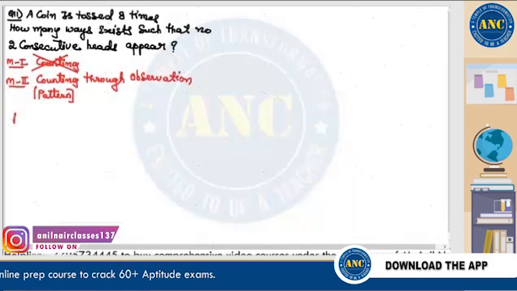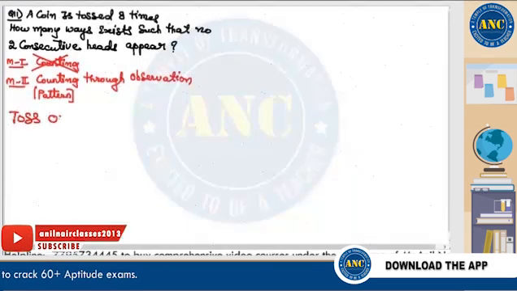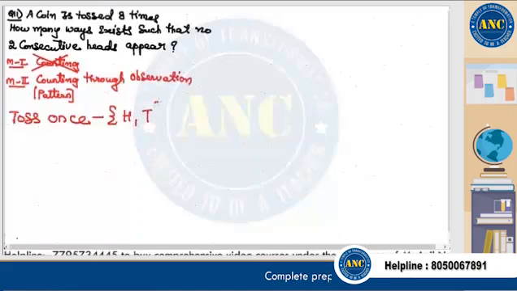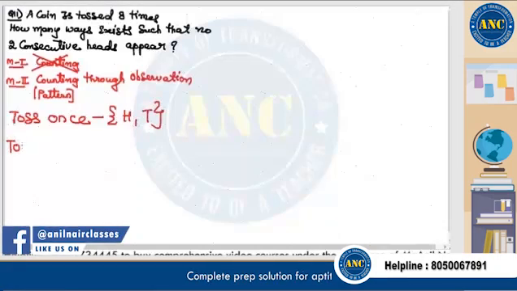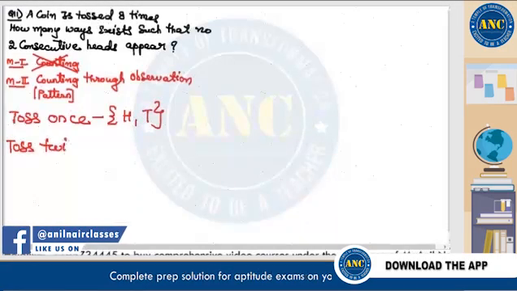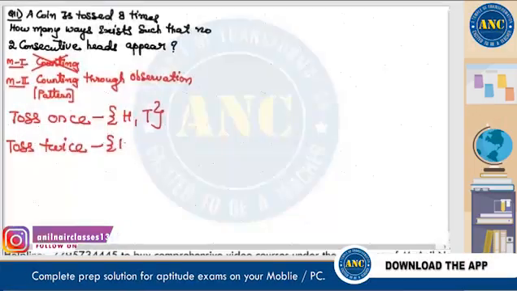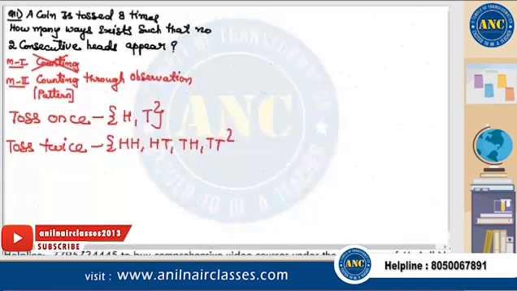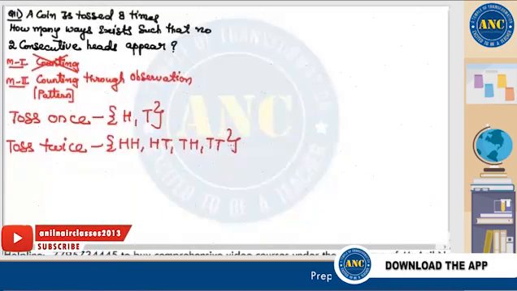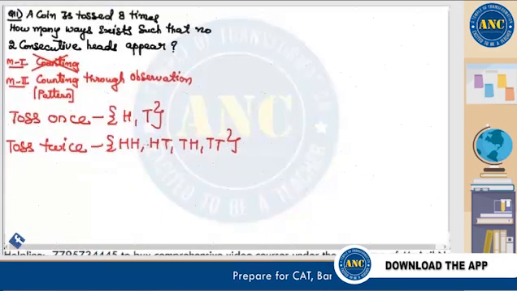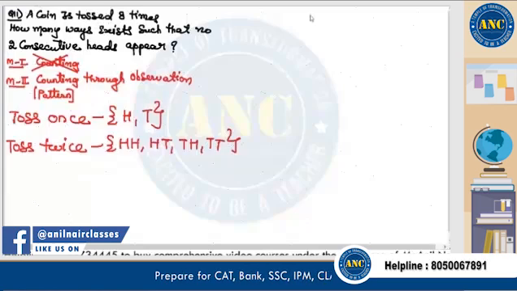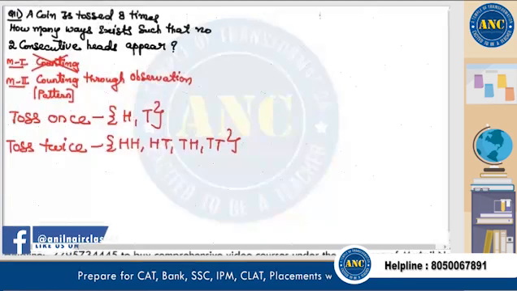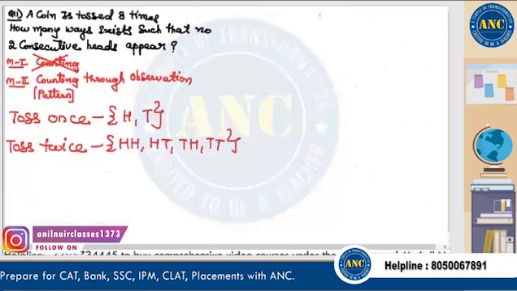If I toss it once, how many ways will I get? Head or tail. If I toss it twice, how many ways will I get? Head, head, head, tail, tail, head, tail, tail. Answer over, right? Now see here. Toss once and toss twice.